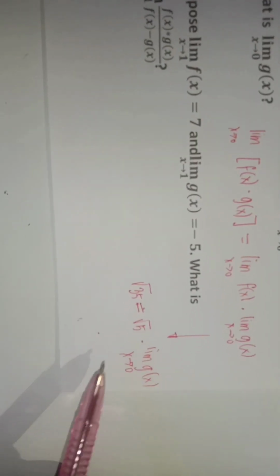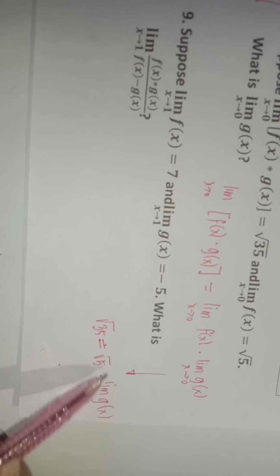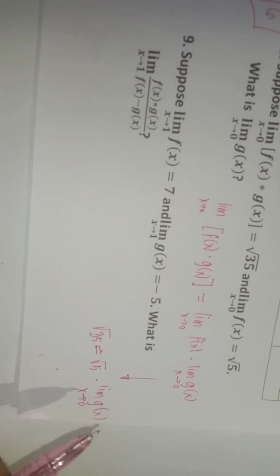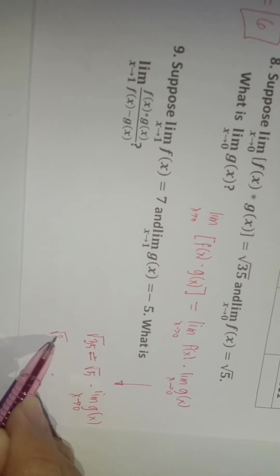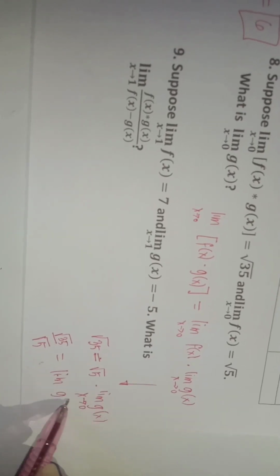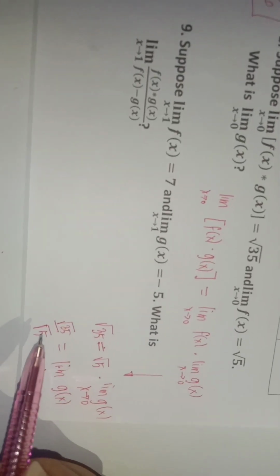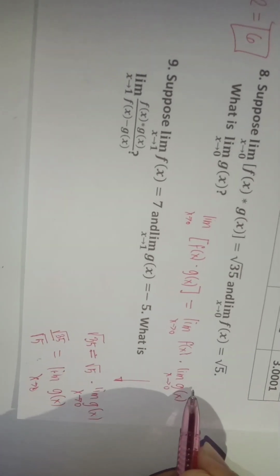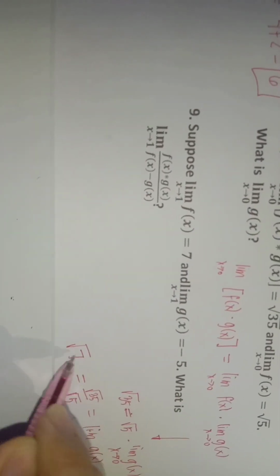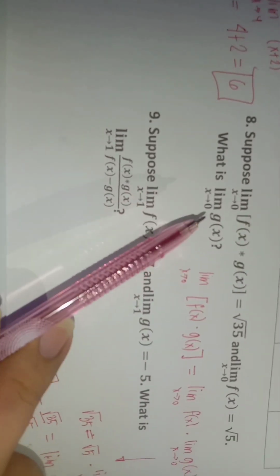Anong gagawin natin next? We will divide both sides by square root of 5, to eliminate square root of 5, para maiwan na lang yung limit of g of x as x approaches 0. So the function becomes square root of 35 divided by the square root of 5, and that is the answer for the limit of g of x as x approaches 0. Pwede natin itong isimplify. 35 divided by 5 is equal to 7. Therefore the limit of g of x is equal to square root of 7. So the final answer is square root of 7. This is the value of the limit of g of x as x approaches 0.